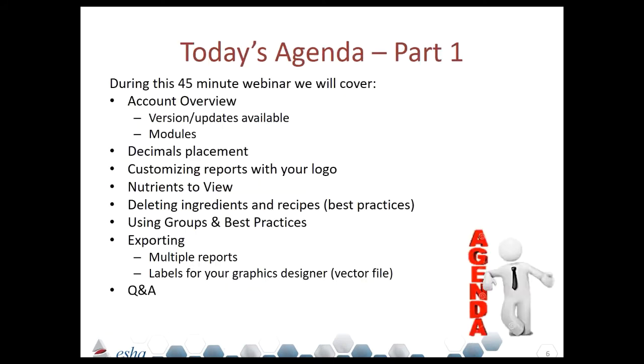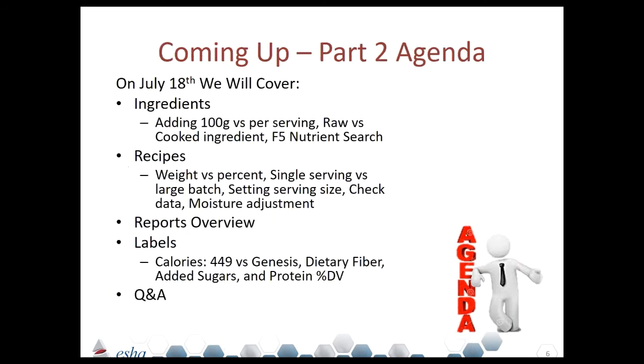Today's agenda, like I mentioned before, is going to be mostly on the technical side of things. Not going to read too much through this list here because we'll go through those in a couple of minutes, but mostly on the technical side of things, versioning of your software, decimal places, preferences, things like that. And then part 2 on July 18th, again, will be more on the ingredient and recipe side of things, like how to add your ingredients, batching recipes, reports, and labeling.